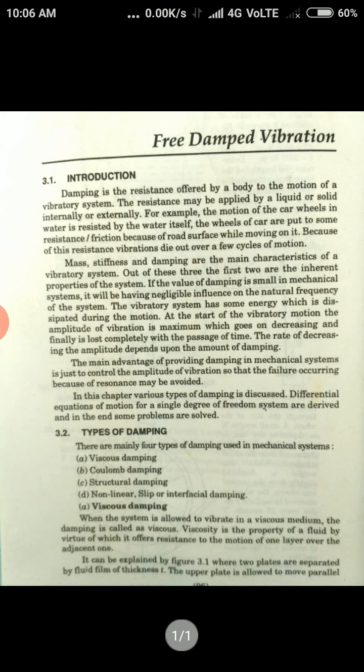Now what we are going to do here is derive. In the previous session we derived the equation of motion as well as the frequency of the system without damping, that is the undamped system. Now we have a damped system, that means we have the resistance. So in this part we will take the equation of motion as well as the natural frequency of the system for damped free vibrations.